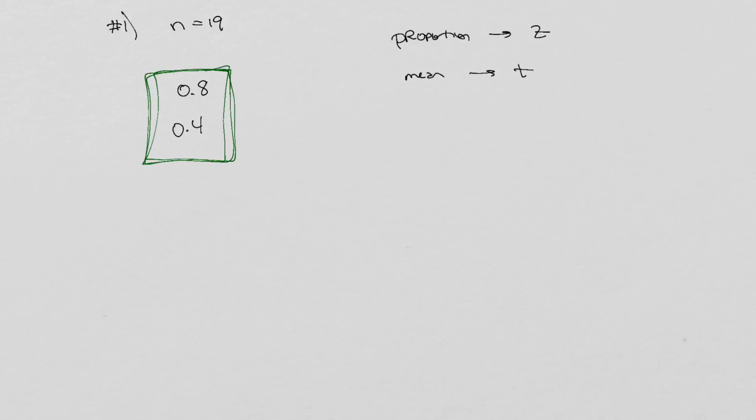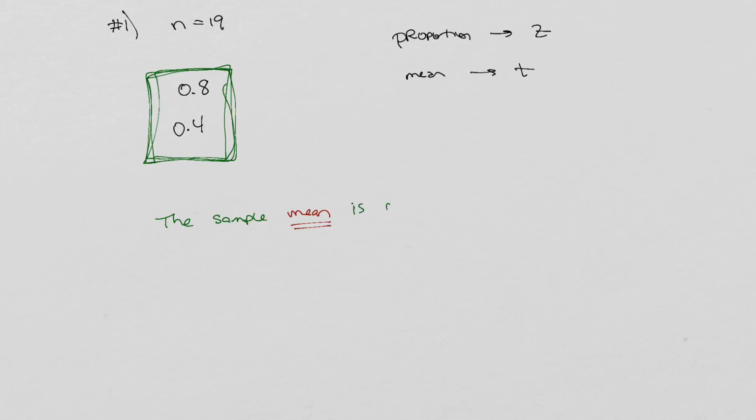Well, if you look at these numbers, and that's why I asked, because honestly, when I did it the first time, I messed it up because I looked at those numbers and thought proportion. But look at how the problem is stated. It says the sample mean is 0.8. What I wanted to point out is that a mean could also be a decimal. A mean doesn't always have to be some big number.